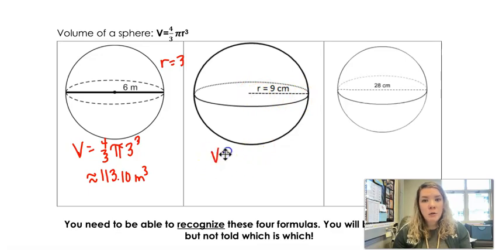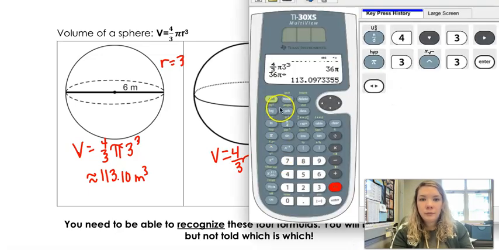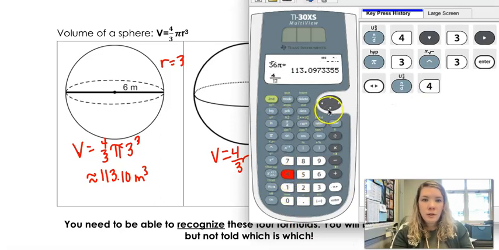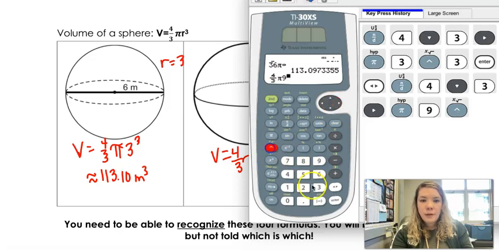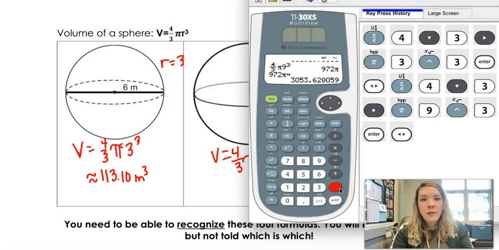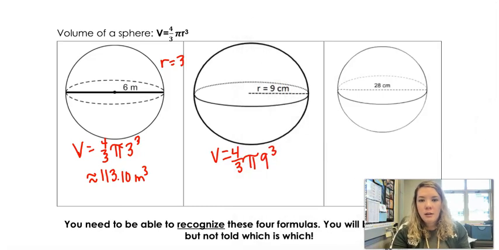We're just going to plug it into our formula. So 4/3 pi 9 cubed. 3,053.63 cubic centimeters. All right, last one.